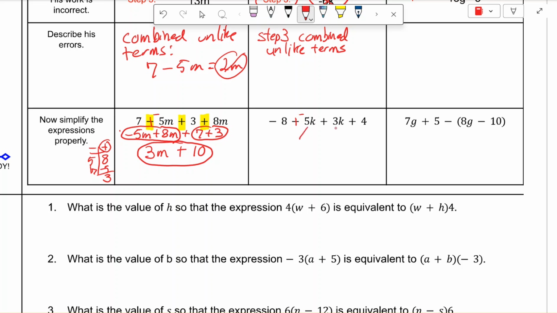We're going to put our k's together. Negative 5k plus 3k, with your t-chart just to make sure you're safe, is negative 2k. Then negative 8 plus 4 is negative 4. We'll bring down the plus sign. And this is your answer. We're not going to combine them. There is a better way to write this as negative 2k minus 4.